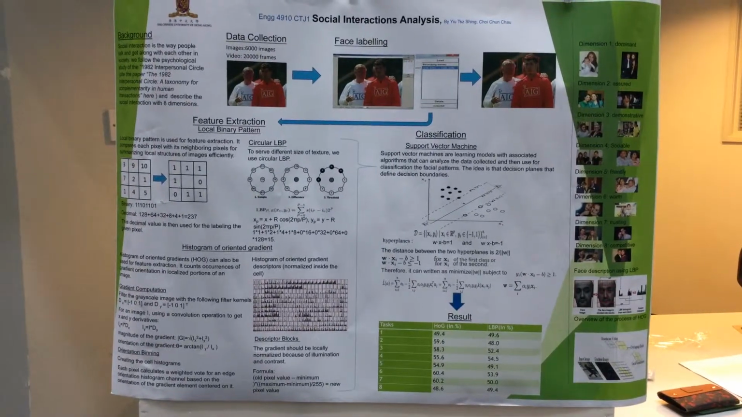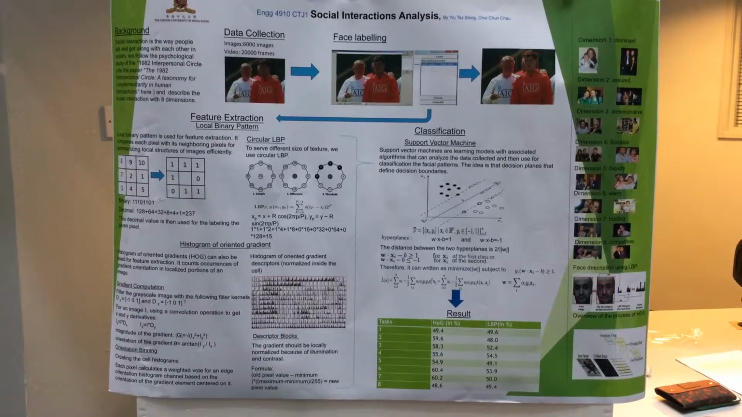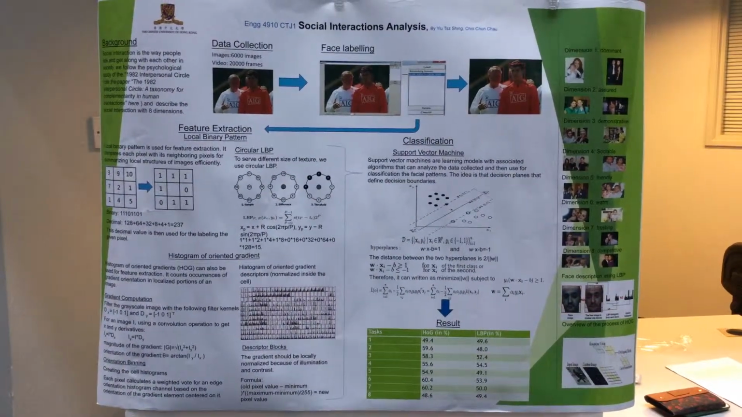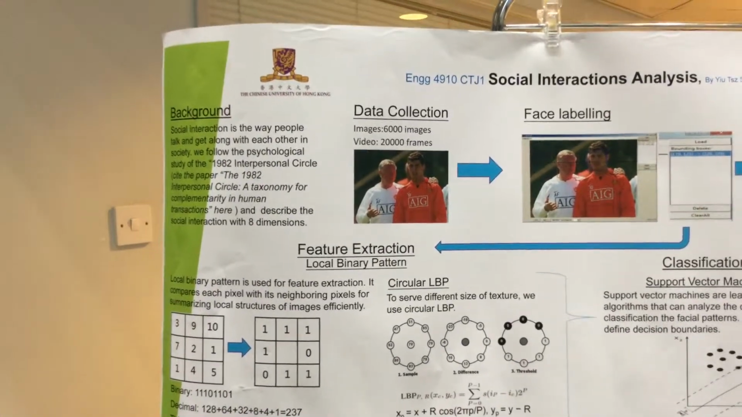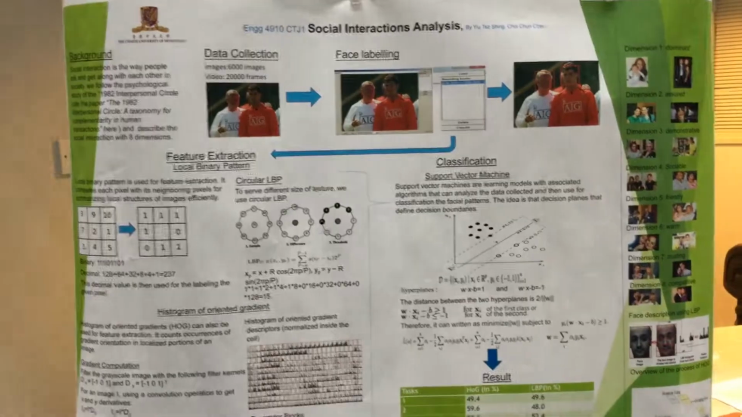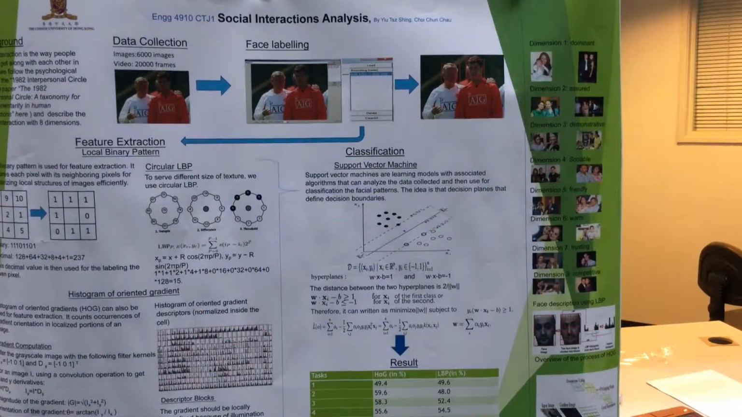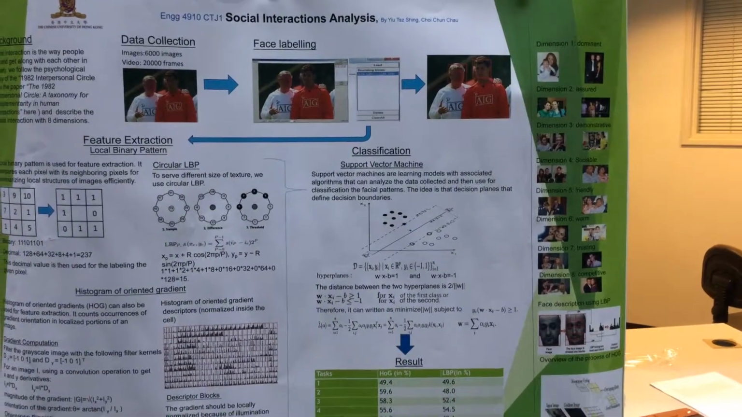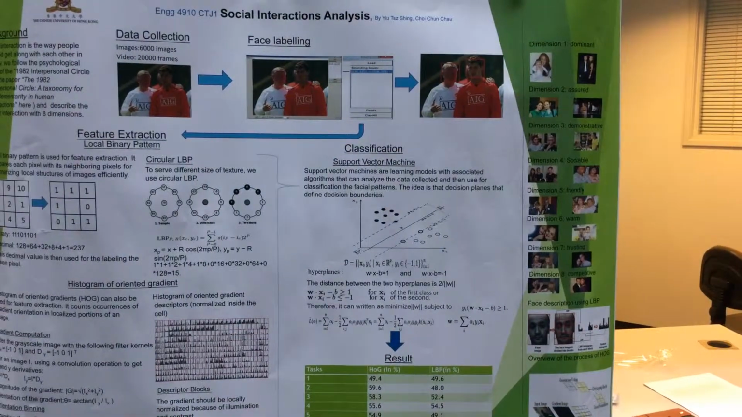Then we talk about some background information. We follow the psychological study of the 1982 interpersonal cycle, which describes social interaction with 8 dimensions. Each dimension is either positive or negative for an image. You see the right-hand side of the poster. The left-hand side image is the positive image, and the right-hand side is the negative image. We divide them into 8 dimensions, which is shown in the photos.